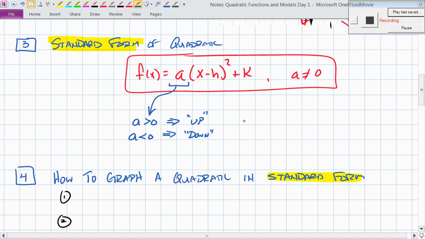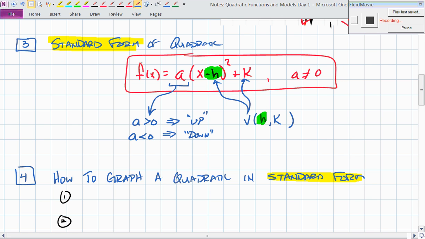The second thing it tells us is exactly where the vertex is. The vertex is staring you in the face. It's actually h, comma, k. H, comma, k is where our vertex is going to be. Please be careful that we're taking the opposite sign here. K is left alone, but we take the opposite sign inside the parentheses, just like we go left and right when we did rigid transformations in the last unit.